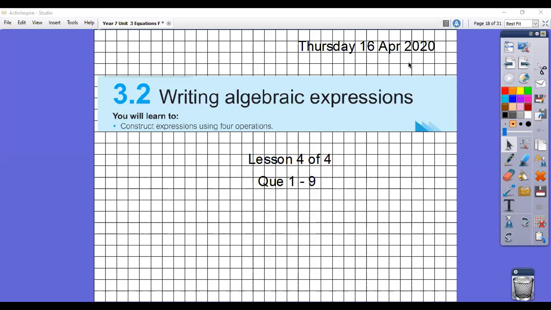We're now going to move on to 3.2, Writing Algebraic Expressions. Our learning intention for this topic is to construct expressions. In algebra, we can construct expressions using the 4 operations, for example addition, subtraction, multiplication, and division. This is the last lesson of this week, so this will be lesson 4 of 4. And in today's lesson, we're going to be going through questions 1 to 9.